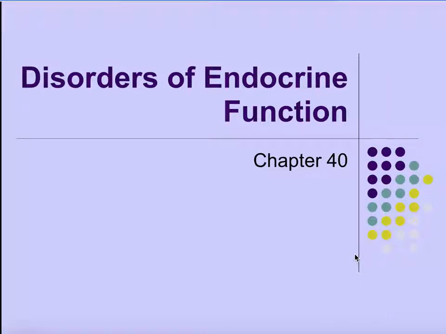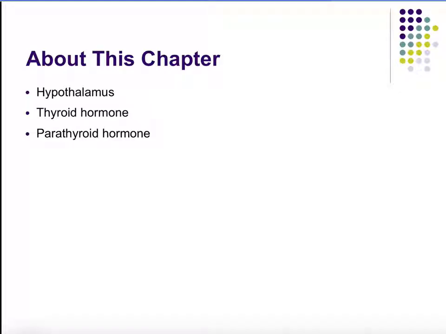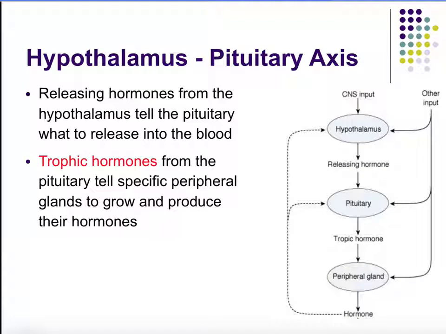Chapter 40, Disorders of Endocrine Function. So in this chapter, we'll talk about the hypothalamus as it controls the release of a lot of hormones, and then we'll specifically focus on thyroid hormone and parathyroid hormone.